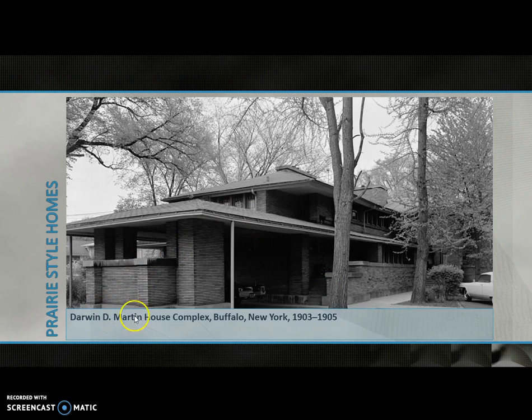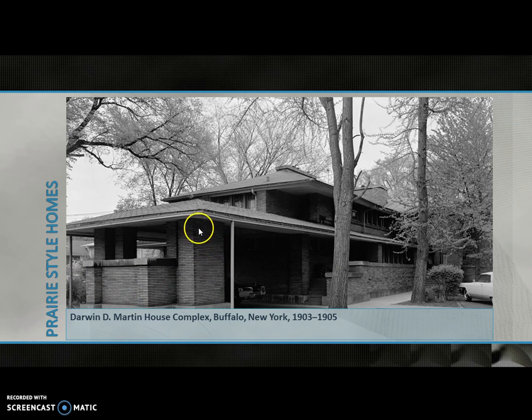Here's another house, Darwin D. Martin House Complex in Buffalo, New York. It was built between the years of 1903 and 1905. As you can see from all of his prairie-style homes, they all resemble each other in some manner. They all have the low-hanging roofs, the extended eaves, the shelter from strong sunlight, and just enough angle to it to allow the sun to shine in during the cold winter months.